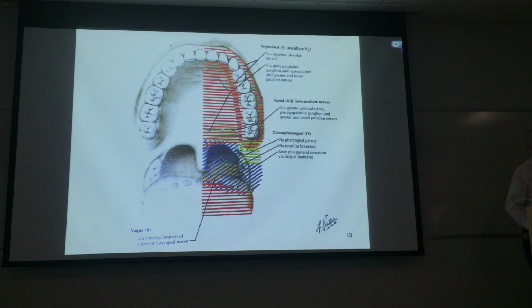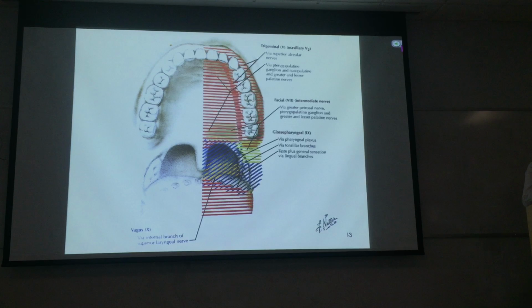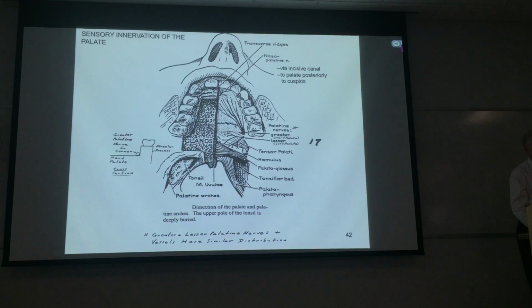So sensory to the palate. When I say palate, I'm talking hard and soft palate. Sensory to the palate is all via V2, the maxillary nerve. It's by three specific things. All sensory to the soft palate is via the lesser palatine nerve. Sensory to most of the hard palate is via the greater palatine nerve, except for the most anterior part, which is by the nasopalatine nerve. So there's the incisive foramen, there's the nasopalatine nerve. It's sensory to this area in here. All the rest of the hard palate sensation is by greater palatine. Lesser palatine does sensory to the soft palate.